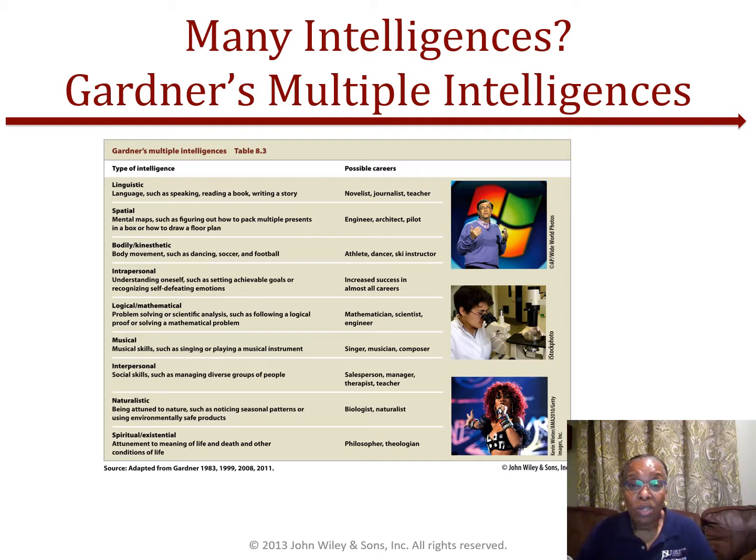Those who are strong in spatial areas tend to be architects, engineers, pilots, scientists. Those with bodily or kinesthetic intelligence, that's fluid and able to move well and have rhythm, tend to be more of the athletic type, or they may be dancers. The intrapersonals, these individuals who are strong in this area, know themselves pretty well, are able to set goals for themselves and keep those goals. They also recognize when they might be beating themselves up. So they can take on almost any type of career and do well.